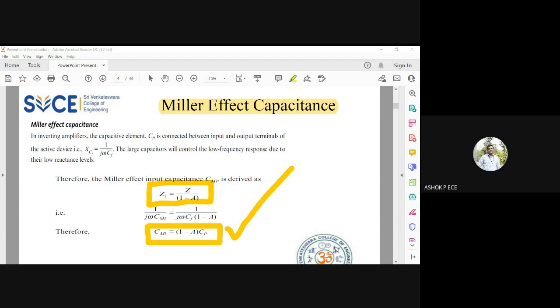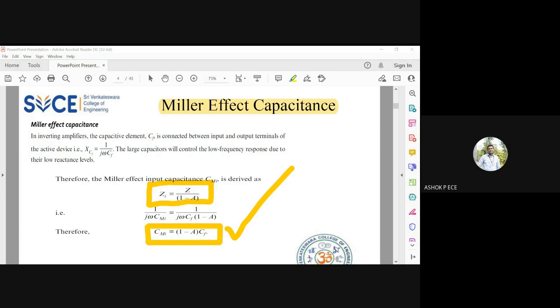I am asking why. What if the component is a resistance? So V by I, sir? V by I is Ohm's law. I am asking in terms of A. What will be the resistance? How will the resistance value change when you convert it using Miller's theorem? We have got Cmi equal to 1 minus A into Cf, right? Using Miller's theorem. What will be the same thing for resistance? I am asking.